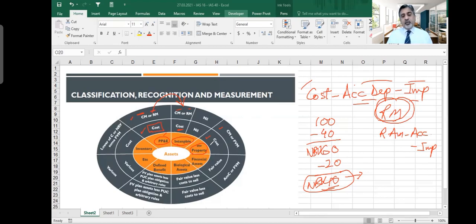Then comes our topic, which is investment property, IAS 40. Now, in IAS 40, what happens? We understand that IAS 40 has to be a property, land and building. And initially, it will be measured at cost.